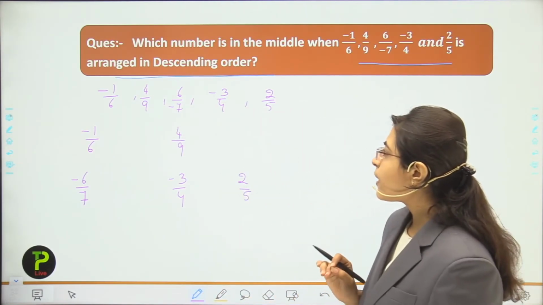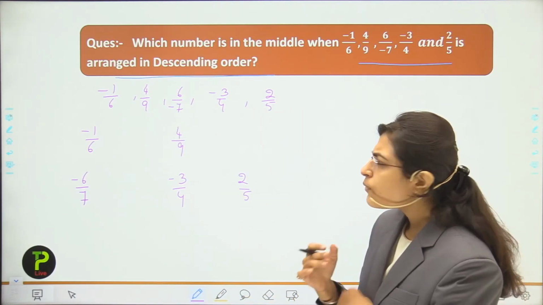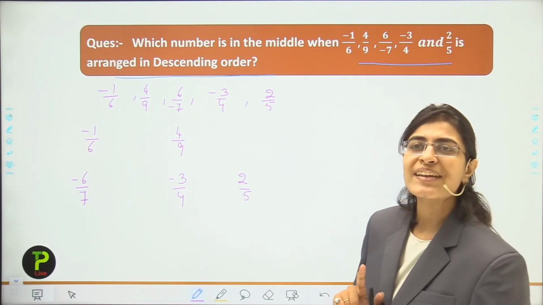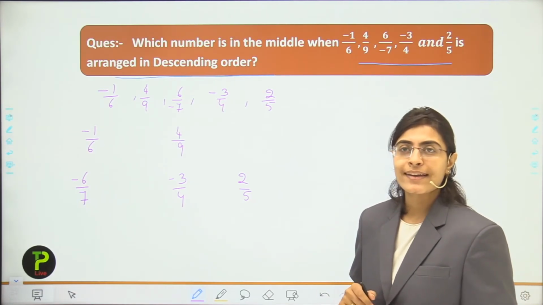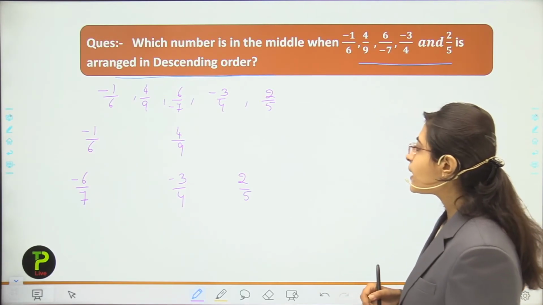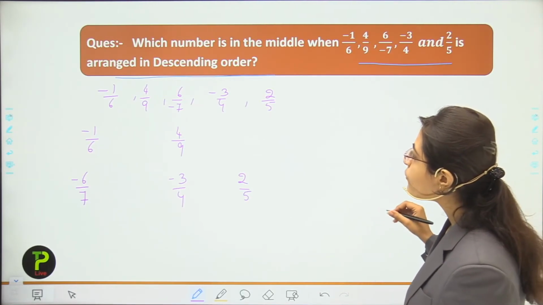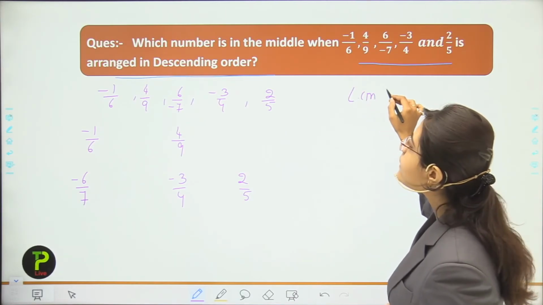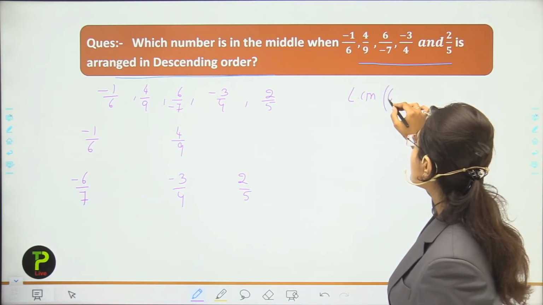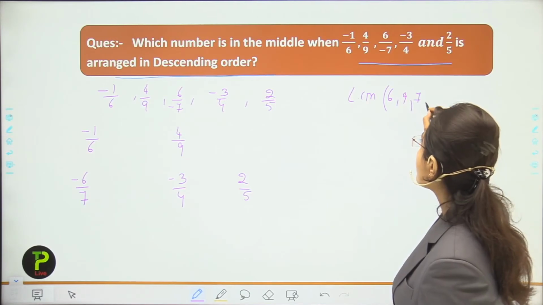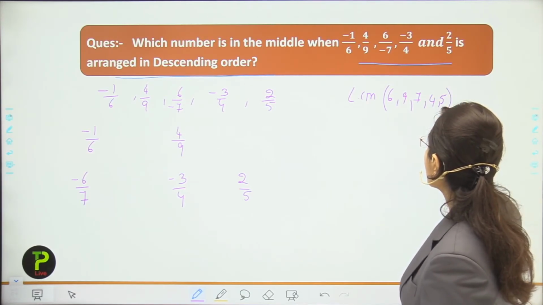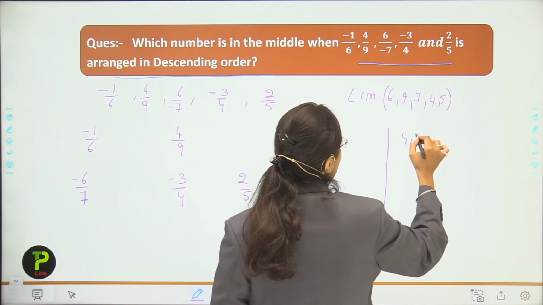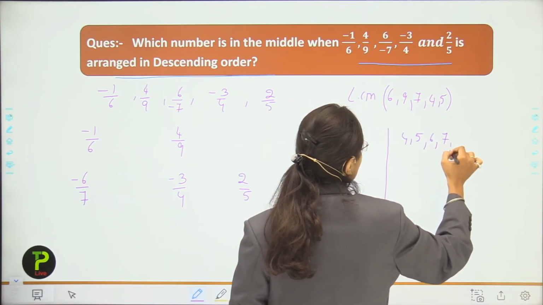Alright, now what we have to do? We have to take the LCM because the denominators of each and every number are different, isn't it? So here let us take the LCM of all the numbers in the denominator. So LCM of 6, 9, 7, 4, 5. Alright. So here I am writing 4, 5, 6, 7, 9.